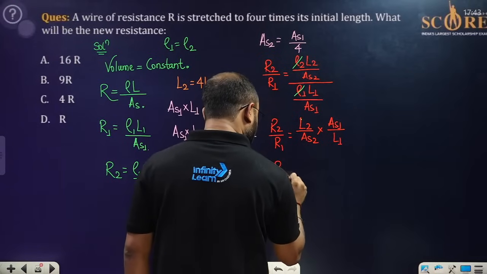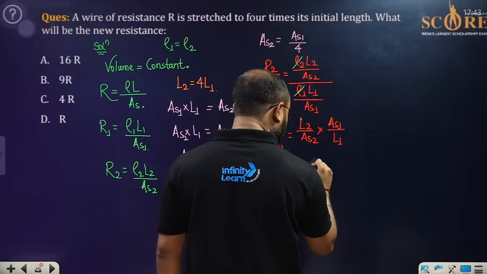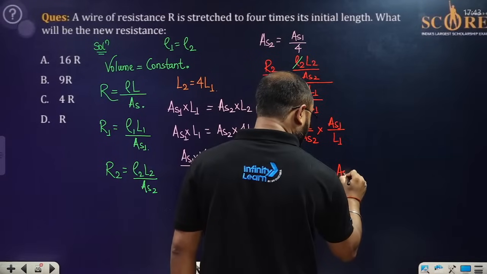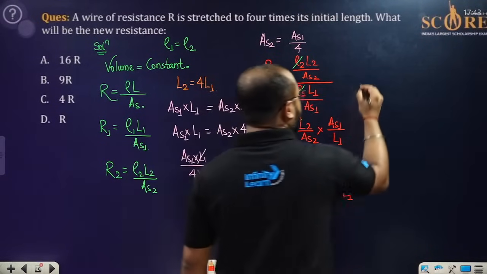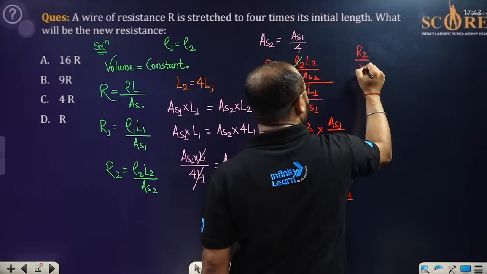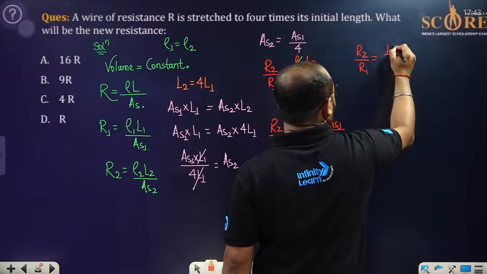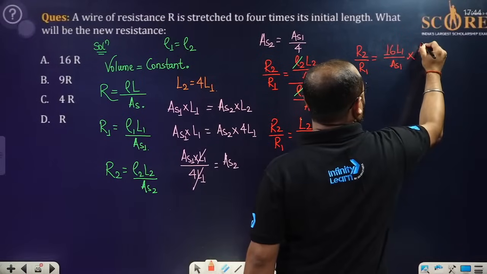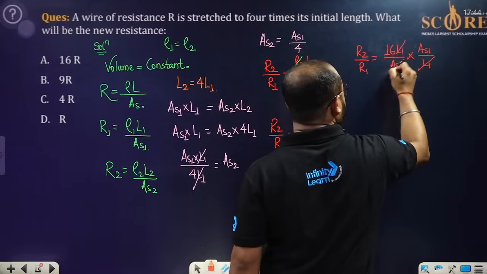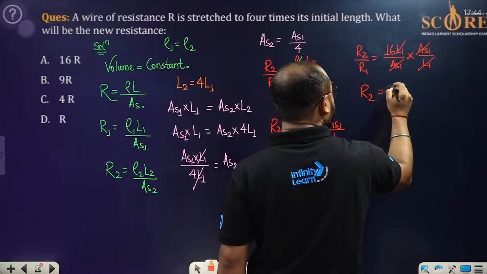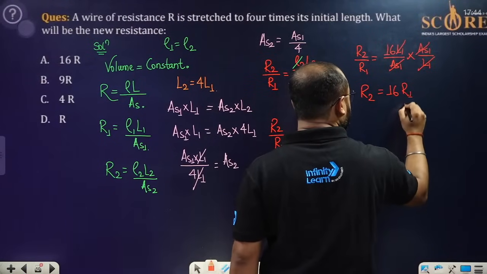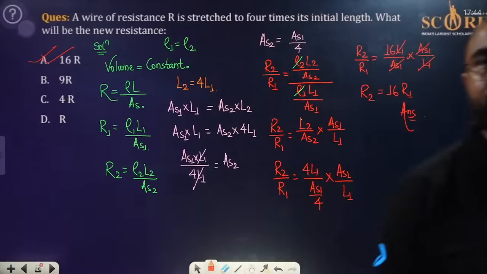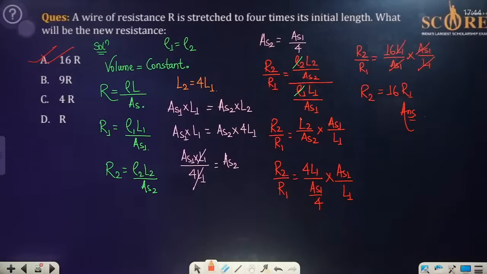Now make the substitutions. R2 by R1: L2 is 4 times length 1, S2 is area of cross section 1 divided by 4, multiplied by area of cross section 1 divided by length 1. Solving this, R2 by R1 equals 4 into 4, that is 16, times length 1 divided by area of cross section 1, multiplied by area of cross section 1 divided by length 1. This and this cancel. So R2, the new resistance, will be 16 times R1. That will be your answer. R2 will be 16 times the old resistance. I hope it is clear to all and you have understood this. Simple question.